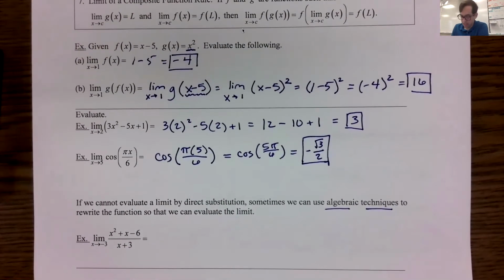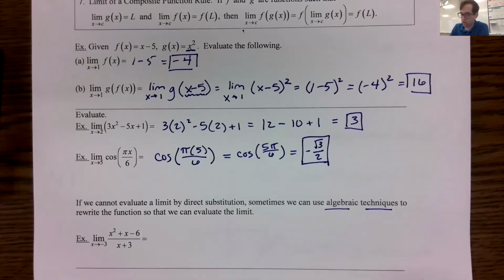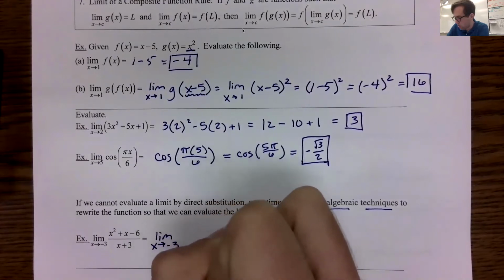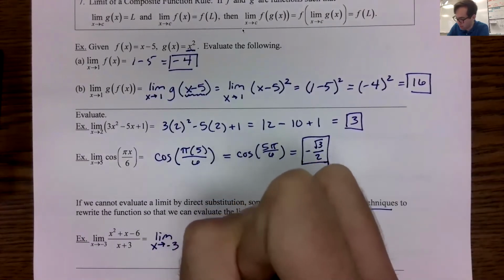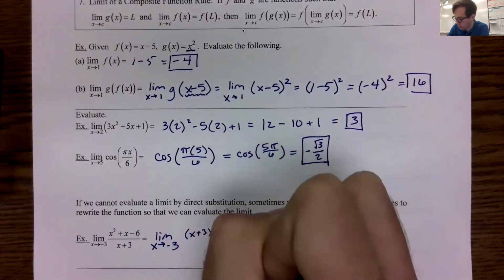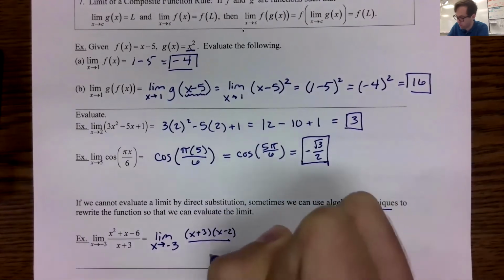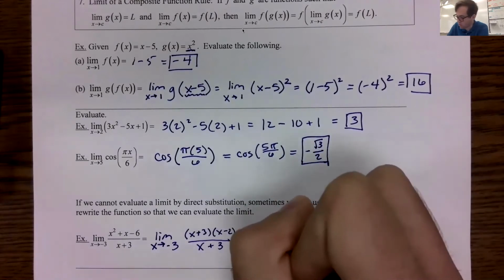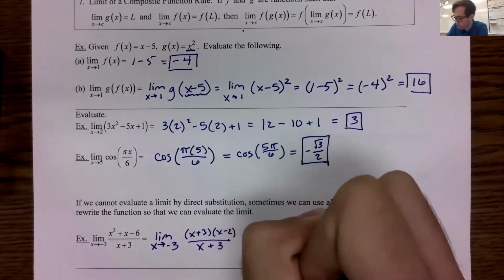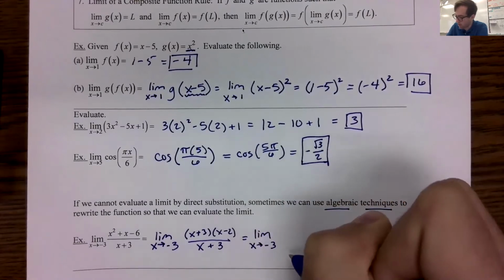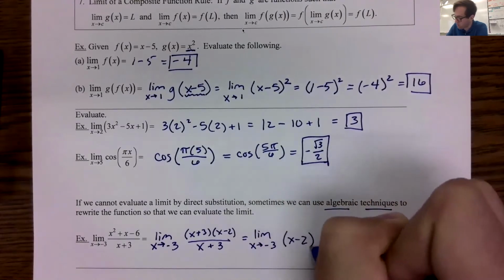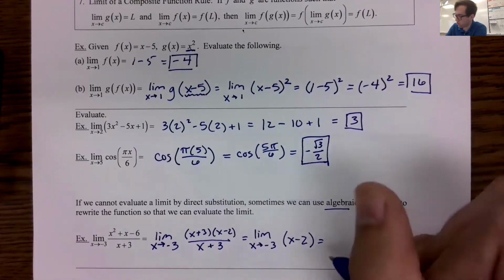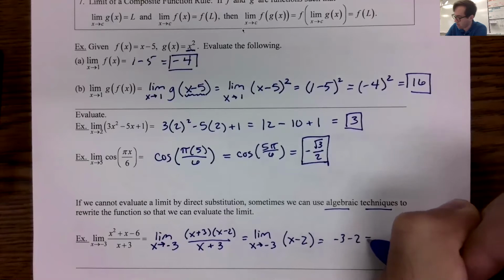So what we can do in this case is we're going to try to factor the numerator. And it turns into (x plus 3)(x minus 2) over x plus 3. And the x plus 3's can cancel, so we get the limit as x approaches -3 of x minus 2. And then we can follow up using direct substitution. So we can plug in the -3 for x, and we get -5.